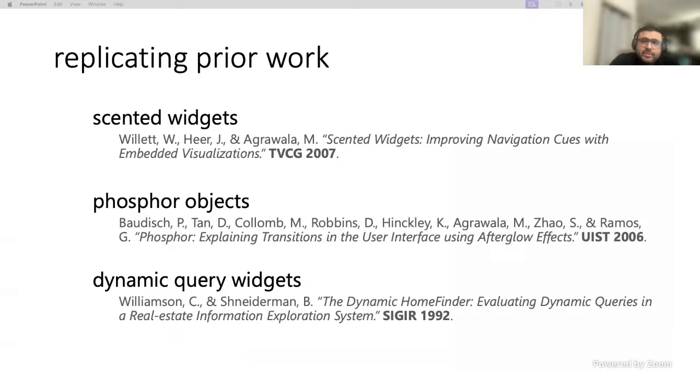Using provenance widgets, we were able to replicate the core functionalities of three kinds of prior widgets: centered widgets, phosphor objects, and dynamic query widgets. I'll show the first two today.